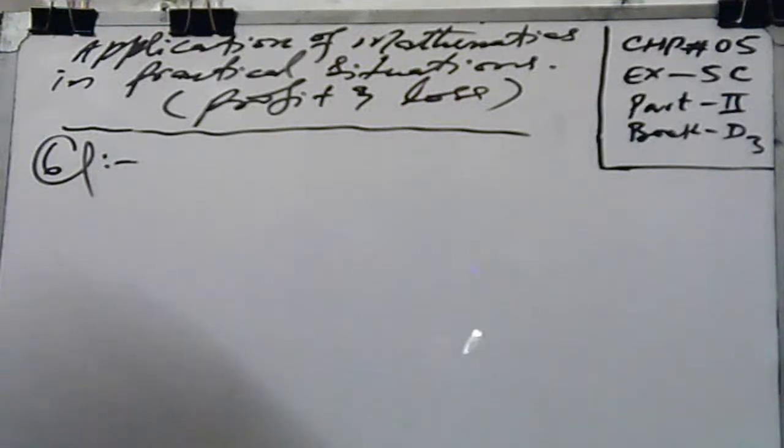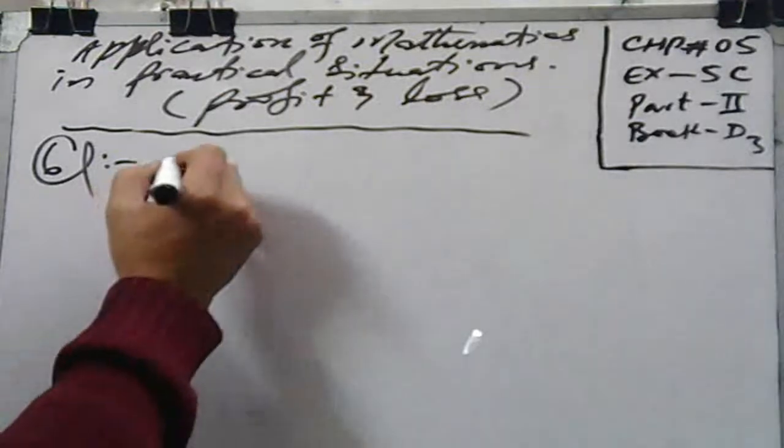So in question number 6, Michael lent Farhan $4,800 for 7 months. At the end of this period, Farhan had to pay Michael an interest of $119. What was the simple interest rate per annum? Okay, now what has been given to us, we have to write.